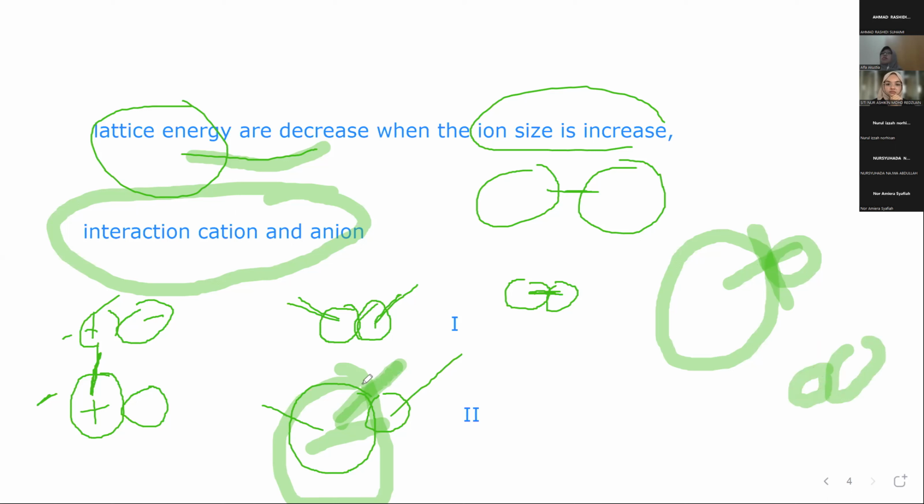Because the lattice energy is about the interaction between cation and anion, it depends on the ion size. If the ion size is increased, of course the interaction becomes lower. So the consequence is that the lattice energy is decreased.